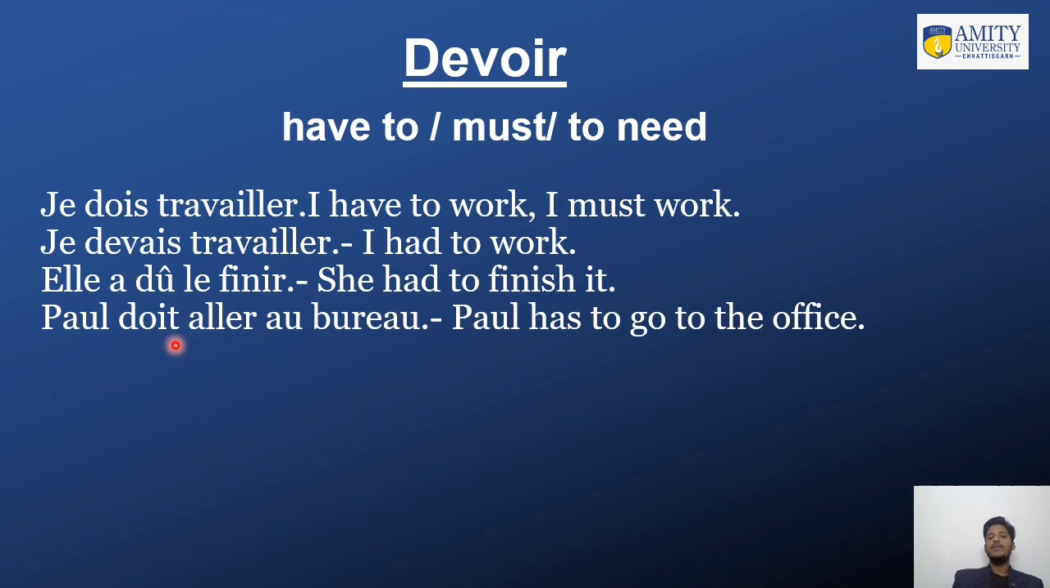Paul doit aller au bureau. This is the present form. Paul has to go to the office. The verb is have to, so with I have to, you have to, but with he or she, it is he has to, not he have to. So with the third person singular the meaning is has to. Paul has to go to the office.